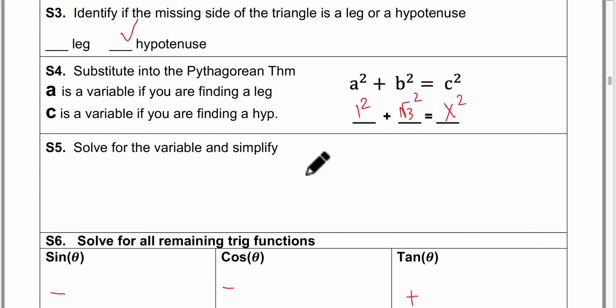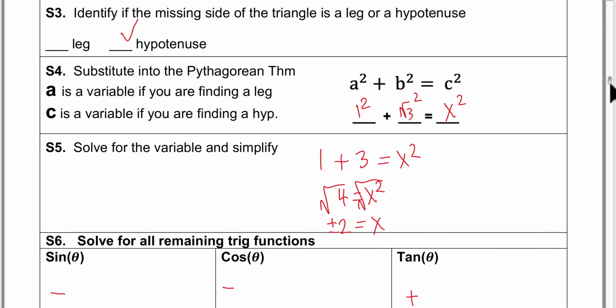So if I continue breaking it down, I'm going to have 1 plus the square root of 3 to the second power is going to be 3 equals to x squared. Then we're going to have 4 equals to x squared, and then we're going to take the square root of both sides now. It's going to give me plus or minus 2 is going to be equal to x, but we're just going to use a positive 2 because we're talking about a length. So I know that my x is equal to 2.